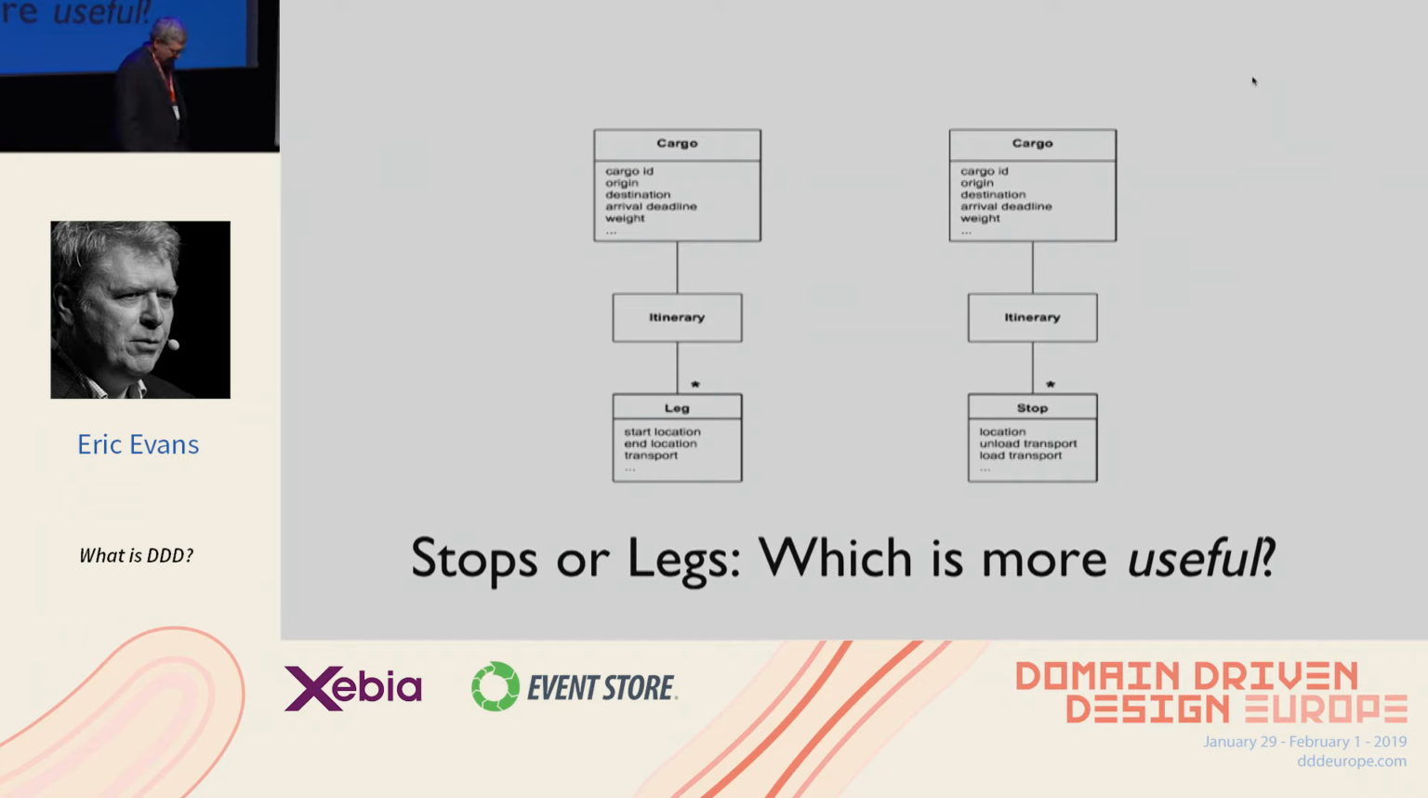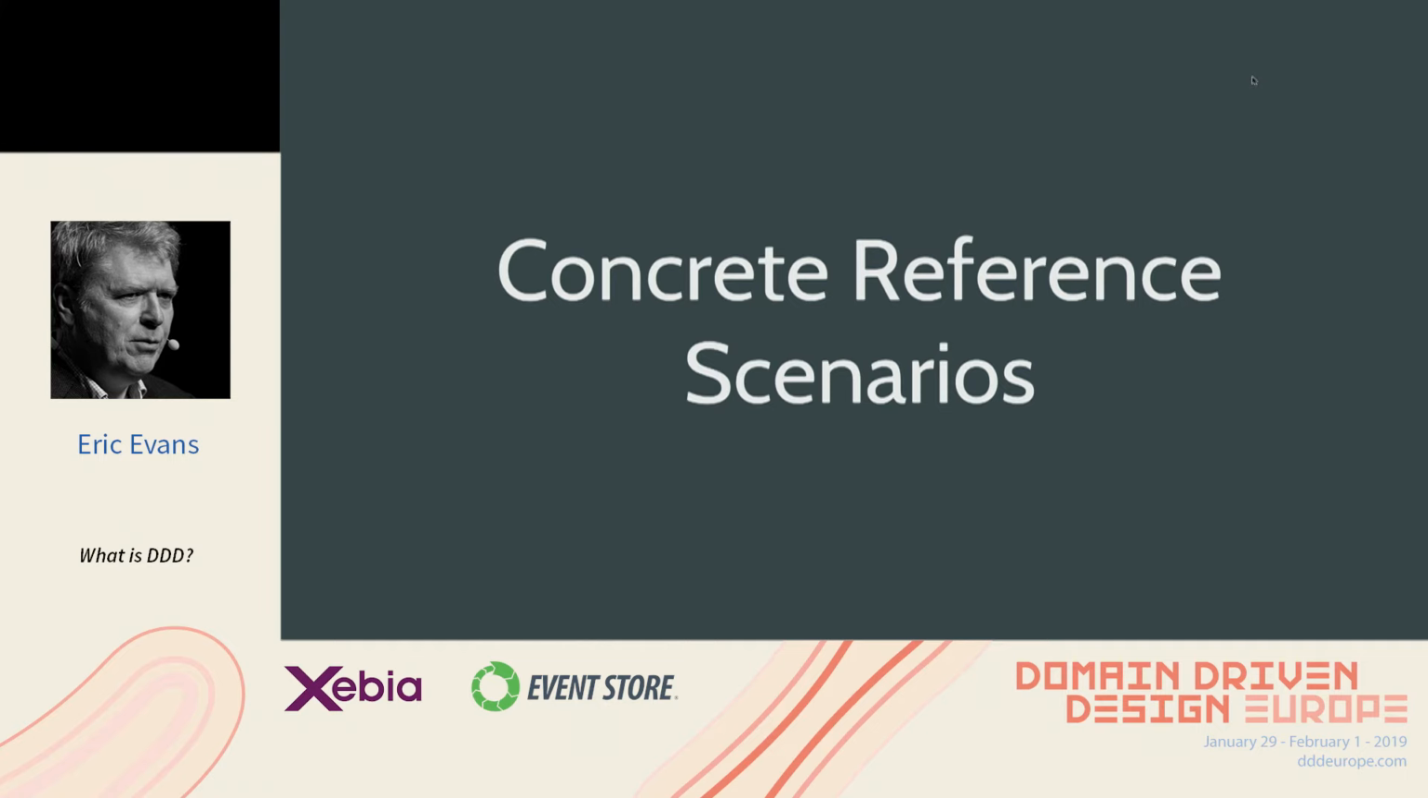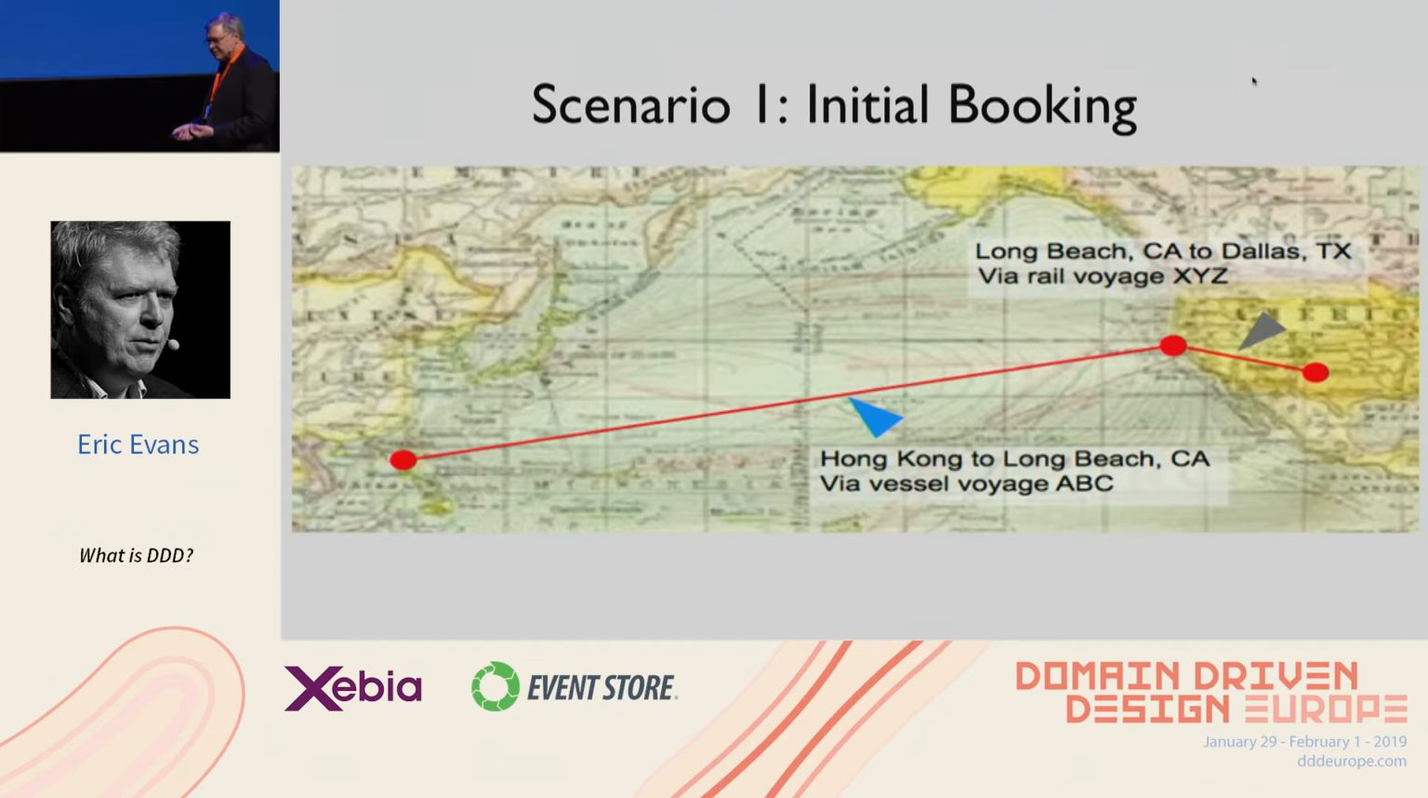And then you might say, well, okay, we need some scenarios, some specific stories about the business that tell us what we're going to use this thing for. And I did tell you one. I told you the initial booking. And you might say, well, for that purpose, I think either of these would be fine. I could describe the result of the initial booking using an itinerary as a series of stops, or an itinerary as a series of legs. I don't think there would really be much difference.